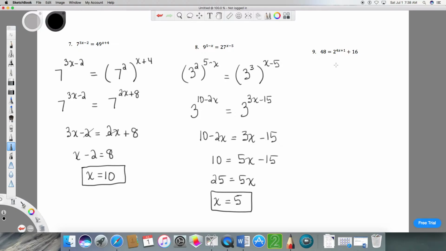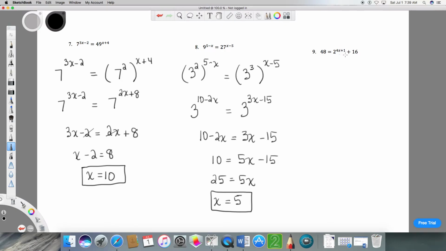All right, so let's take a look here at number 9. Now, on the right-hand side, we have 2 terms. So I need to get the term that contains the variable by itself, and that's common in solving equations, whether it's an exponential equation or some other type of equation. Almost always you try to isolate the term that contains the variable.